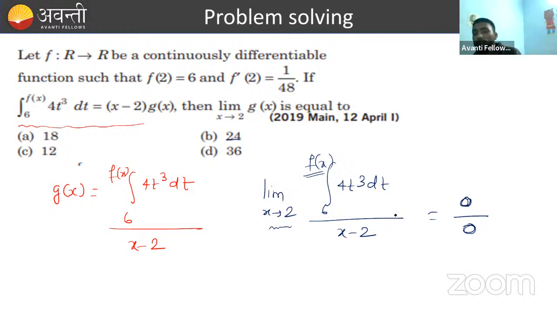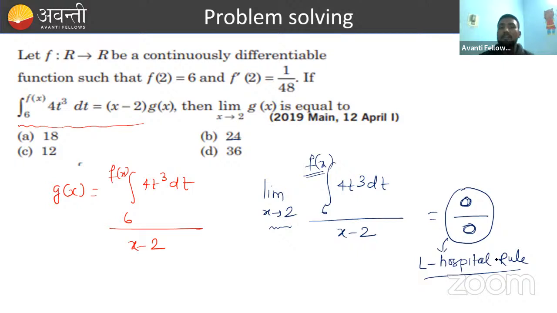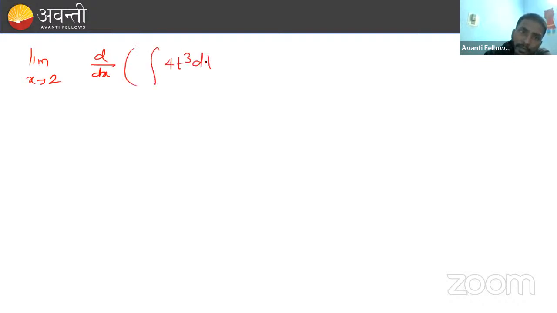So we need to make it 0 so that it comes in the 0 by 0 form, and we can easily apply L'Hospital's rule. We can now apply L'Hospital's rule because we want to find the limit value. If I have to apply L'Hospital's rule, I know that you have to differentiate the numerator and denominator. So just differentiate it. We differentiate the limit as x tends to 2 of d by dx of the integral of 4t cubed dt from 6 to f of x, divided by d by dx of x minus 2.